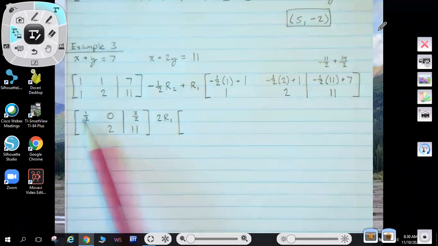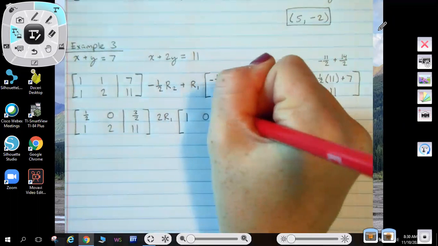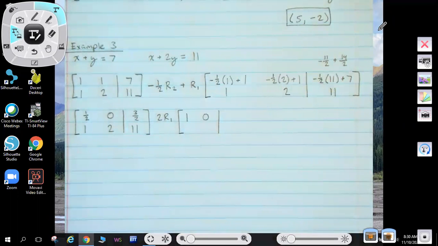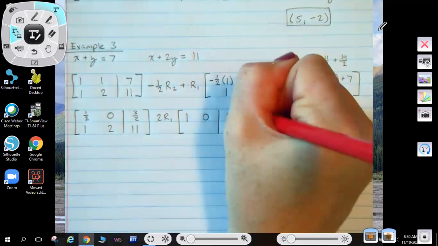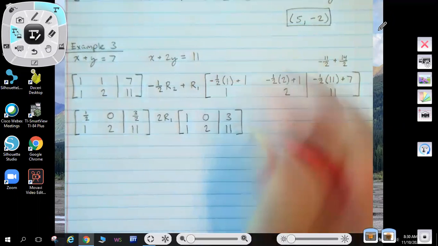Okay, so 1/2 times 2 is 1. 0 times 2 is still 0. 3/2 times 2 is 6/2, which is 3. And the second row didn't change. 1, 2, 11.